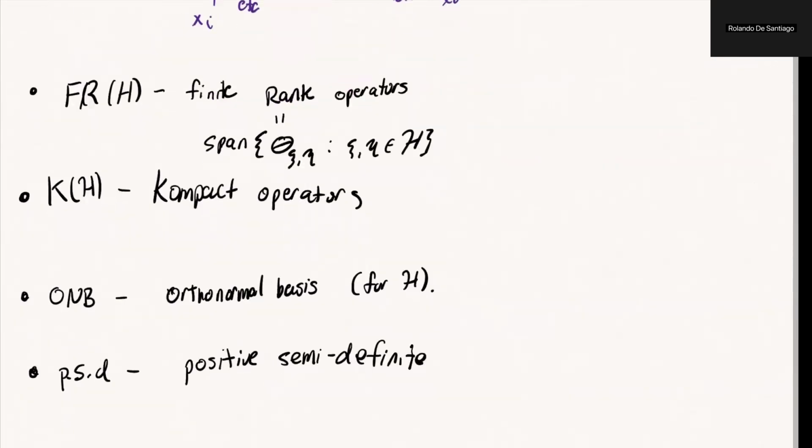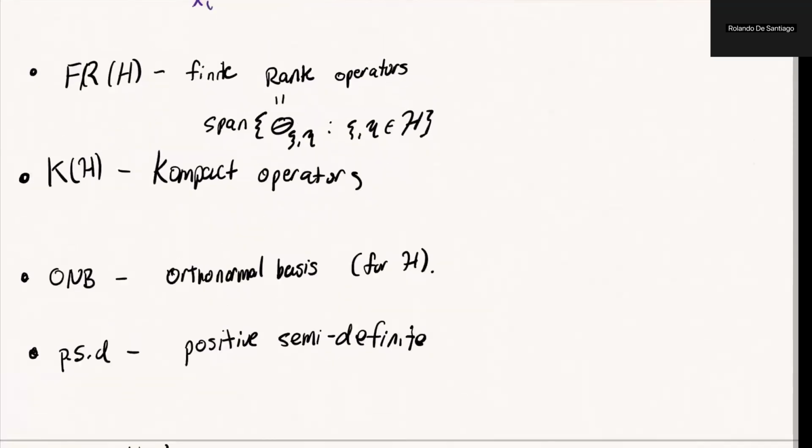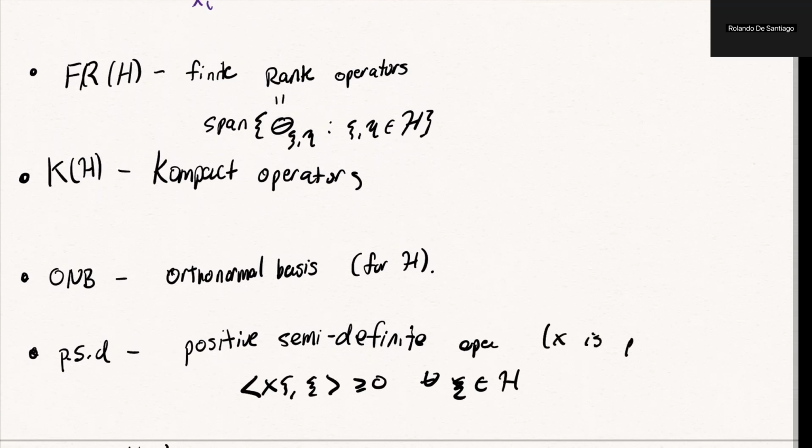Okay, so some abbreviations that I will be using. ONB is an abbreviation for orthonormal basis for your Hilbert space H. And PSD sometimes refers to positive semi-definites. Usually this means positive semi-definite operator, which I will remind you, it really just means that this is non-negative for all xi in H. So this is the meaning of X is PSD.